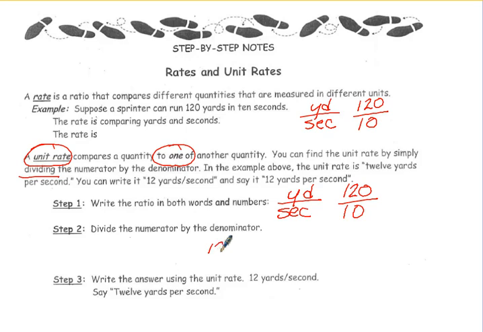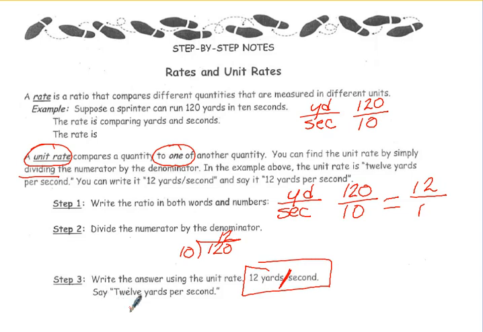Step 2, divide the numerator by the denominator. Remember, top dog gets the house. 120 divided by 10 equals 12. So can you see that we can run 120 yards in 10 seconds or 12 yards in 1 second? So this is comparing to a quantity of 1. When you write your answer, you want to say 12 yards per second. The slash right here means per. And you say out loud 12 yards per second. That means for each second.